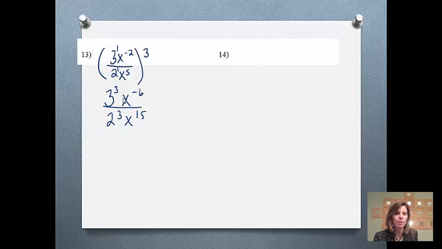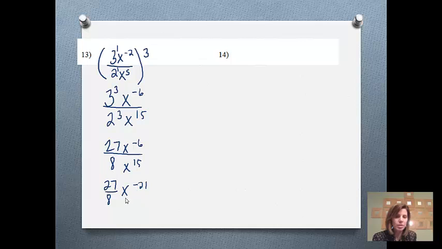All right, from here, the next thing that I'm actually going to do is figure out what these numbers are before I even try anything else. 3 to the 3rd will be 27, and then 2 to the 3rd is 8. And then the next thing that I am going to do is, if we have division, we get to subtract our exponents. I'm not going to do anything with that 27 and the 8 right now because it doesn't reduce and they're just numbers, so I don't need to do anything with them. But then if I do negative 6 minus 15, I'll get x to the negative 21.